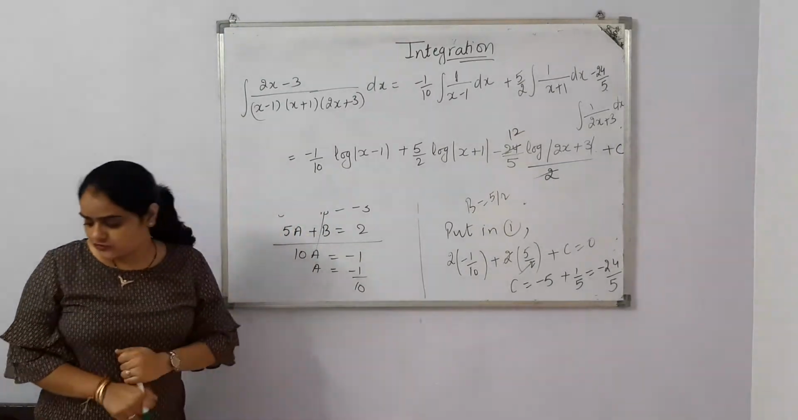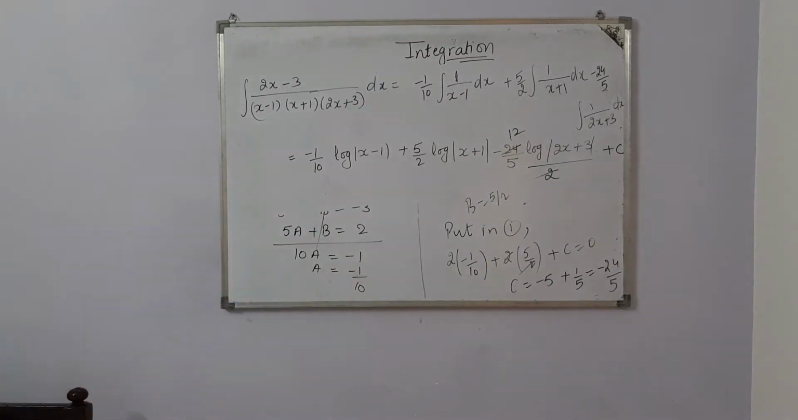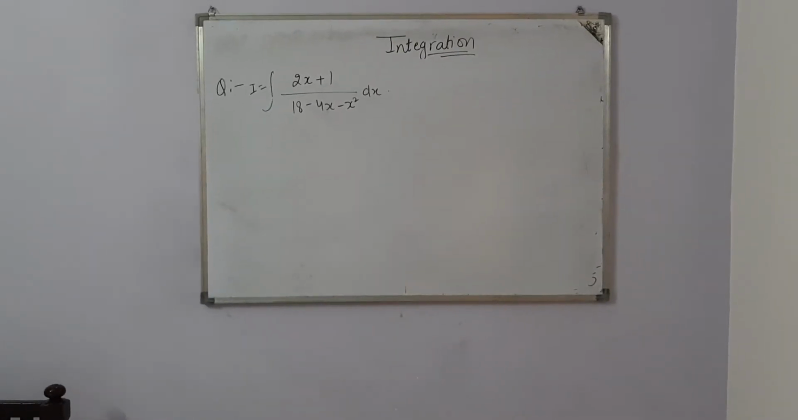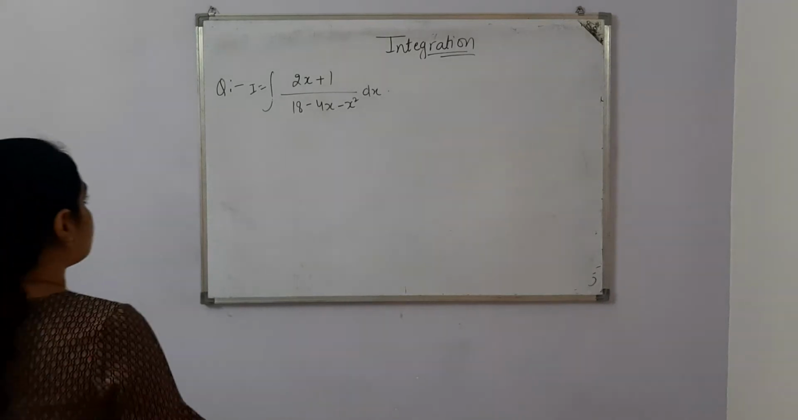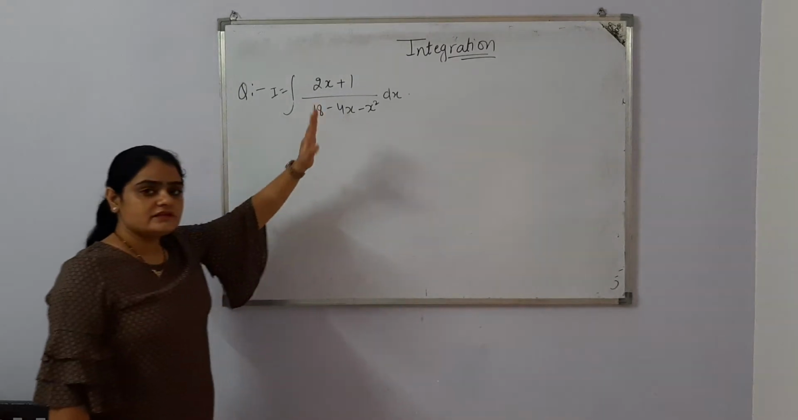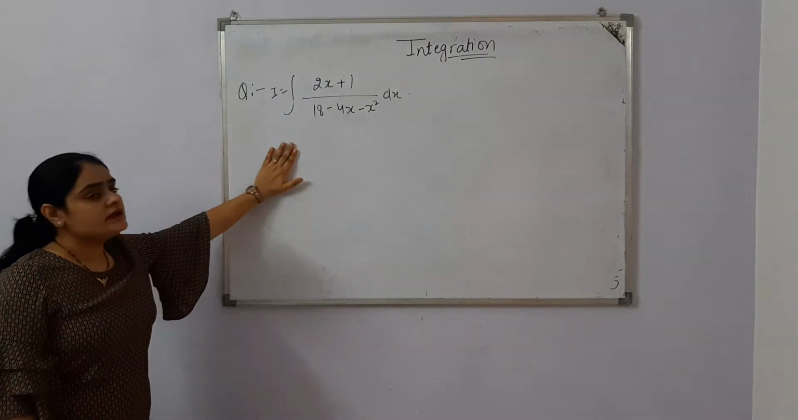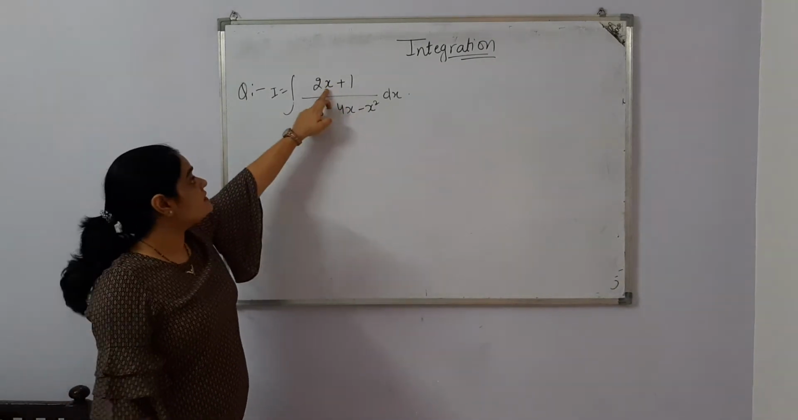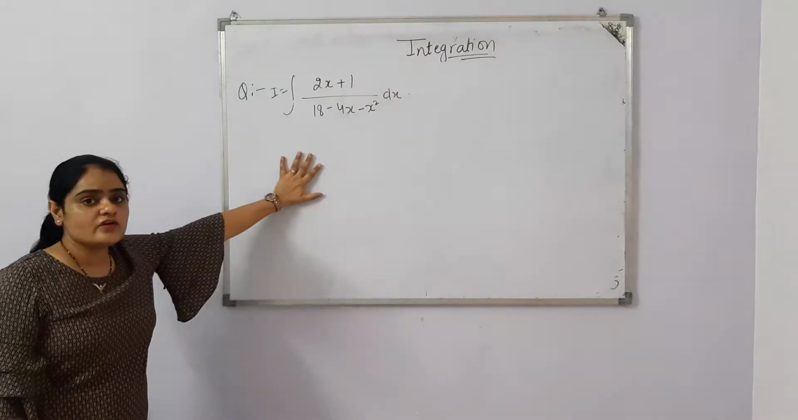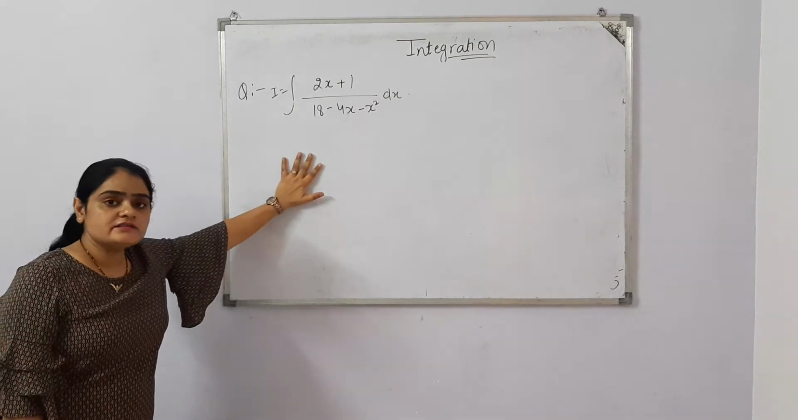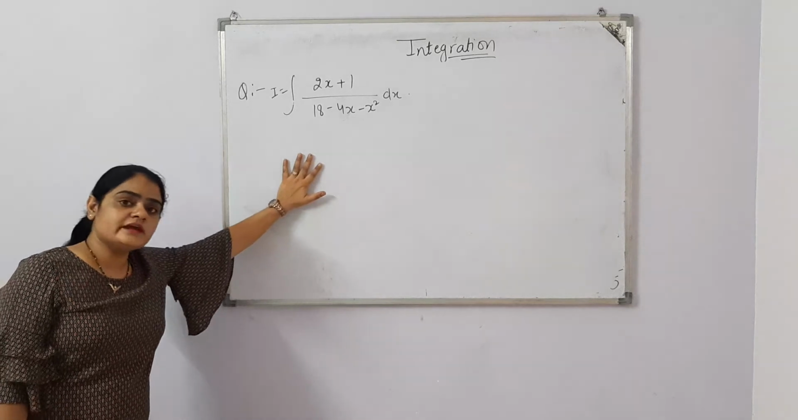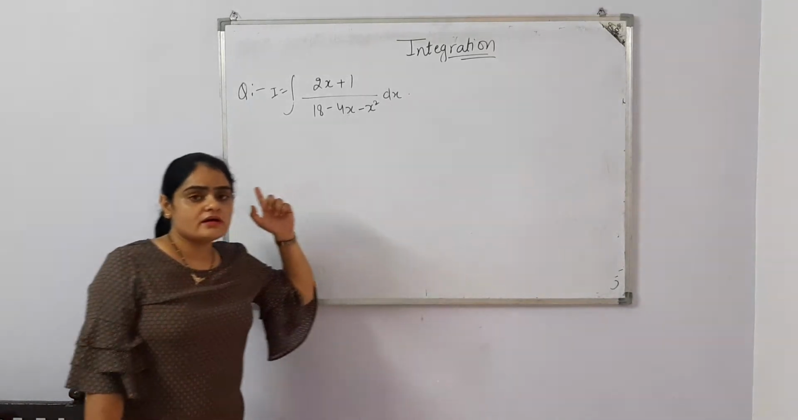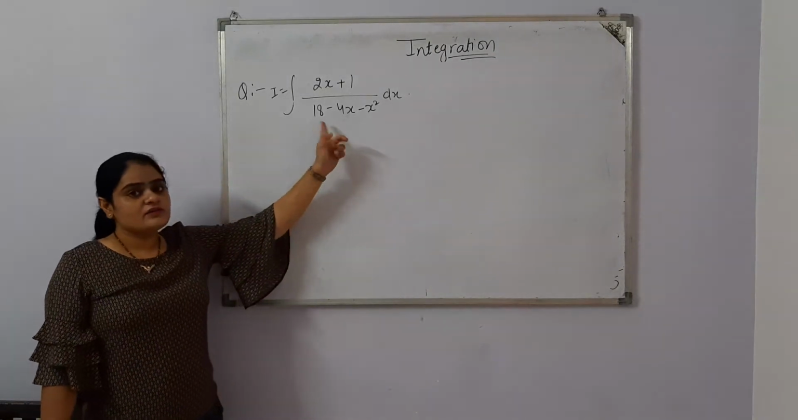Hope this question is clear. Let's do one last question. Now the third question is I equals the integral of 2x plus 1 upon 18 minus 4x minus x square. It's a rational function, and you can see that the numerator's degree is 1 and the denominator's degree is 2. The numerator's degree is lesser than the denominator's degree, so we can apply partial fractions. But we can apply partial fractions only if the factors are possible in the denominator.